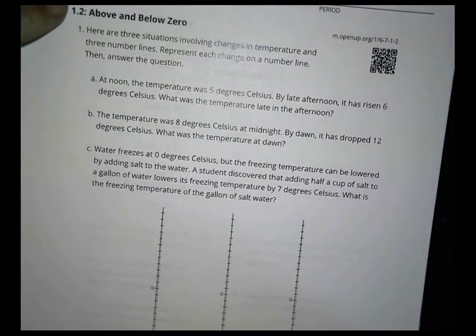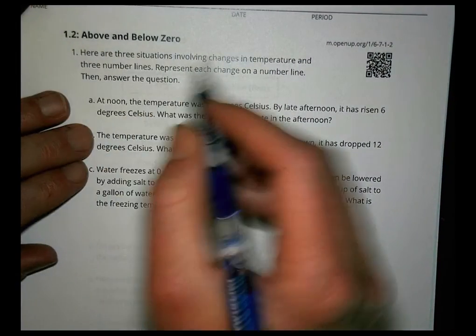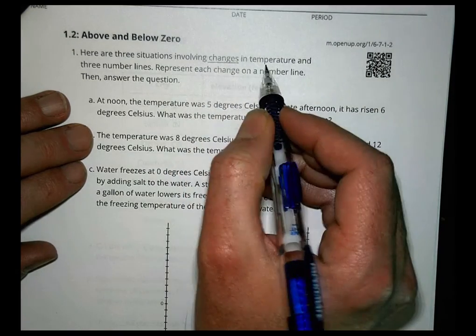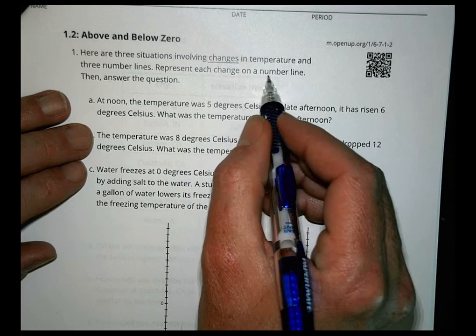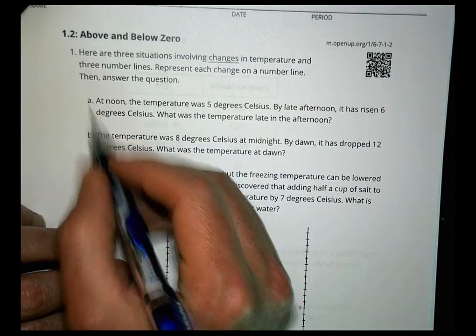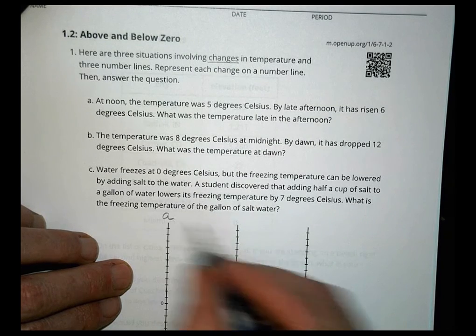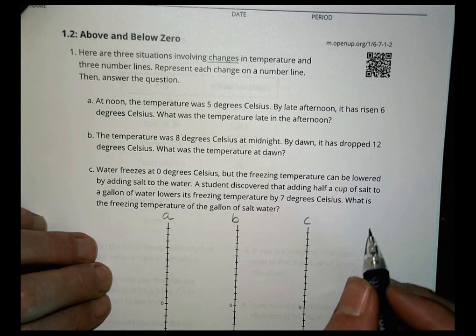First of all, in lesson activity number 2, called Above and Below Zero, it says here are 3 situations involving changes in temperature and 3 number lines. Represent each change on a number line, then answer the question. Okay, so we have A, B, and C. So let's use this one for A, we'll use this one for B, and this one for C.